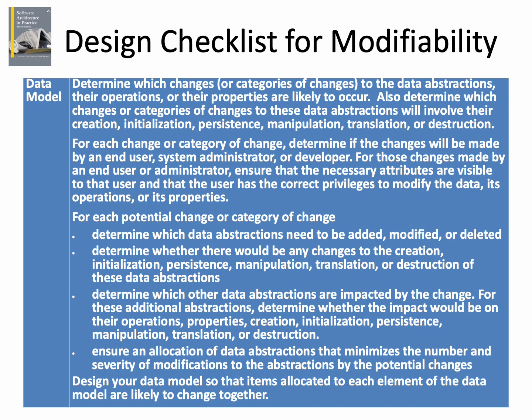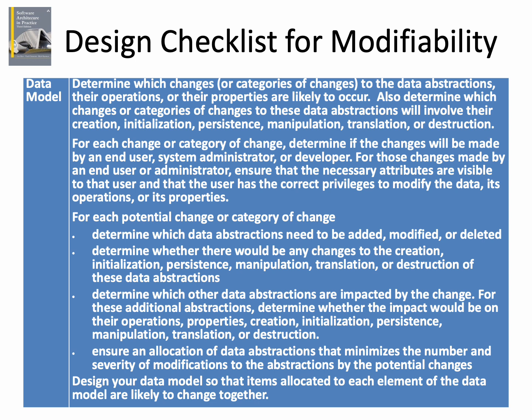Data model. Determine which changes or categories of changes to the data abstractions, their operations, or their properties are likely to occur. Also determine which changes to these data abstractions will involve their creation, initialization, persistence, manipulation, translation, or destruction. For each change or category of change, determine if the changes will be made by an end user, system administrator, or developer. For those changes made by an end user or administrator, ensure that necessary attributes are visible to the user and that the user has the correct privileges to modify the data, its operations, or its properties.